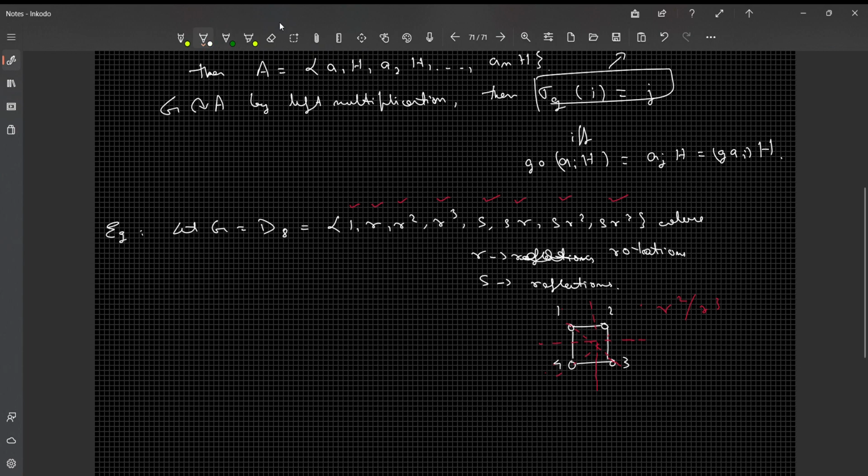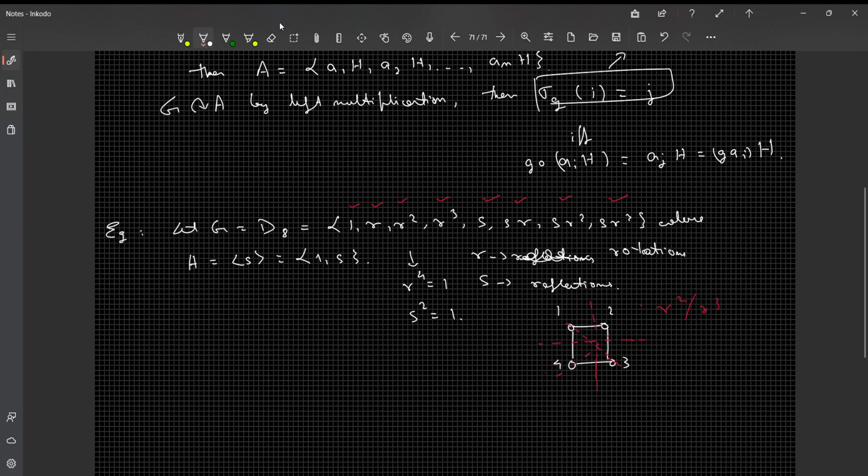Okay. So we have considered this group. Let H be the subgroup generated by S. So it's simply 1 and S. And why is it so? Because of the properties of the rotations and reflections in the dihedral group: R has order 4 in this case, so R to the power 4 is equal to 1. And S in any dihedral group has order 2.